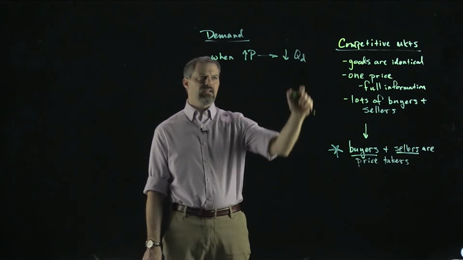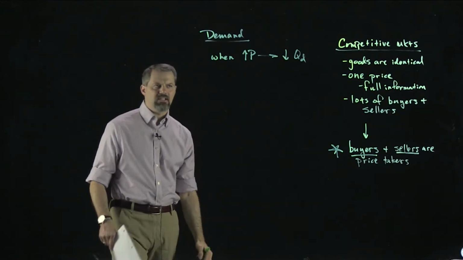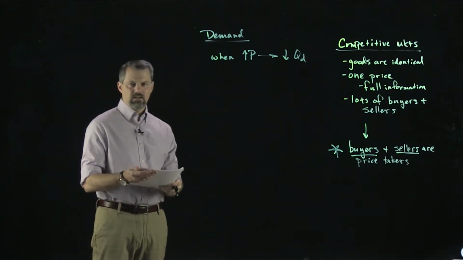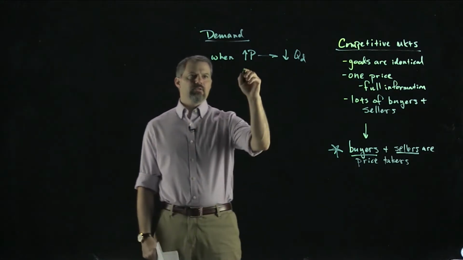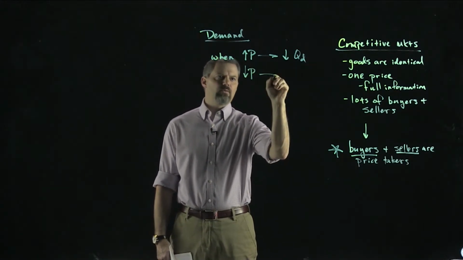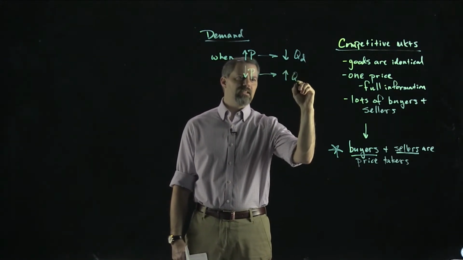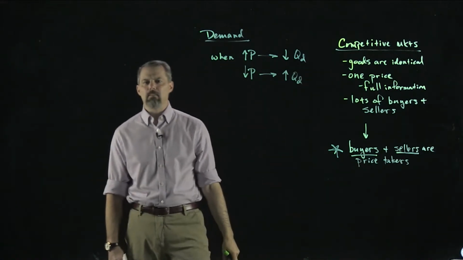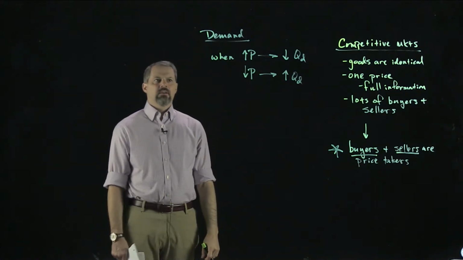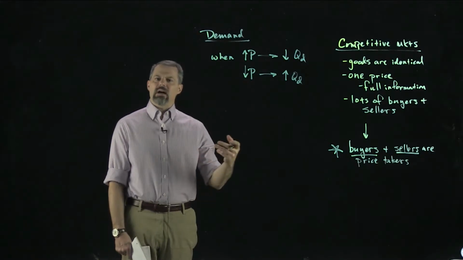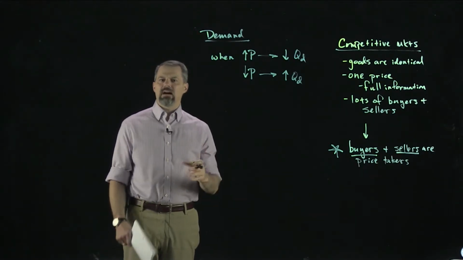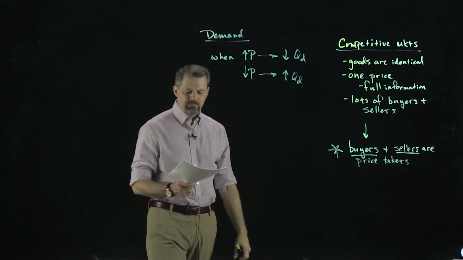QD is the way that I'm going to designate quantity demanded. And the opposite of that is true. If we have a decrease in price, we know that that's going to lead to consumers wanting to buy more of the good. So when price is low, you want to buy more. When price is high, you want to buy less. All other things equal.